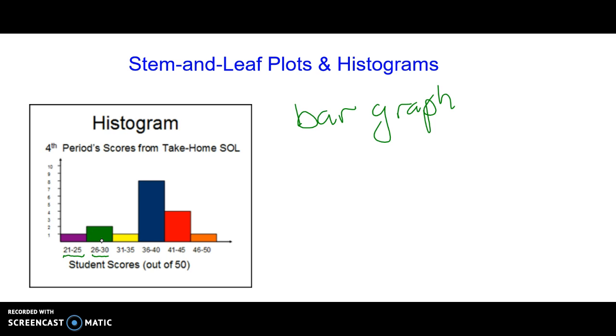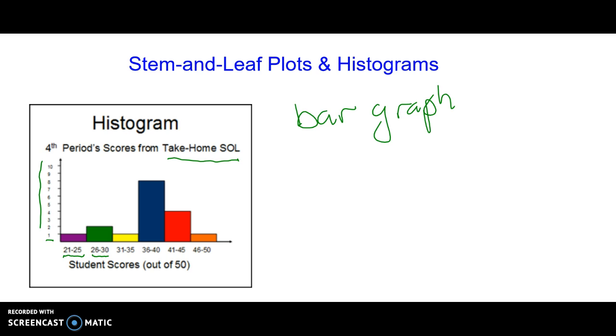The height of the bars will indicate how many pieces of data you have. For example, this purple bar, if you take a look at the y-axis, goes up to 1. That indicates there's one piece of data. In this case, we're looking at take-home SOL scores. We have one piece of data that's between 21 and 25. You'll notice the green bar goes up to 2, meaning there are 2 scores between 26 and 30. If we look at our dark blue bar here in the center, it goes all the way over to 8, meaning that there are 8 test scores between the ranges of 36 and 40.